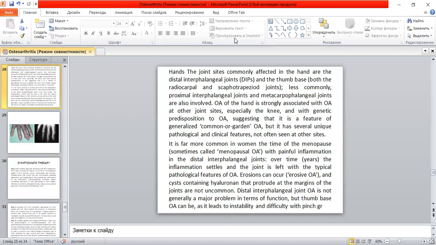It is far more common in women, at the time of the menopause, with painful inflammation in the distal interphalangeal joints at first. The inflammation settles and the joint is left with the typical pathological features of osteoarthritis. Erosions can occur, and cysts containing hyaluronan that protrude at the margins of the joints are not uncommon. Distal interphalangeal joint osteoarthritis is not generally a major problem in terms of function, but thumb-base osteoarthritis can be, as it leads to instability and difficulty with the pinch grip.